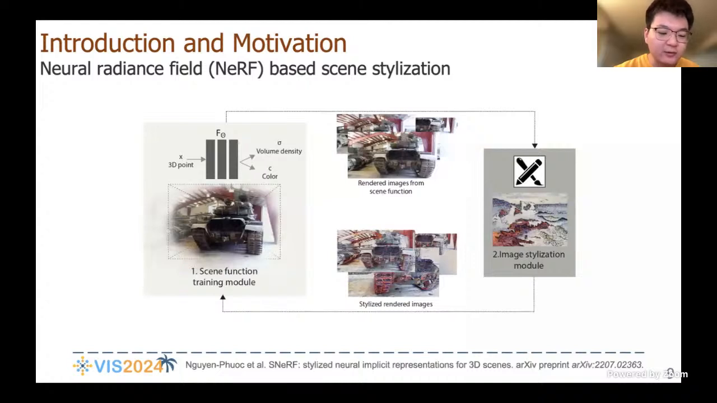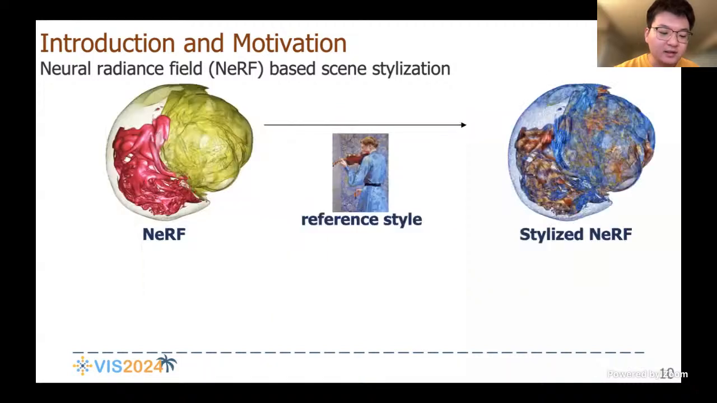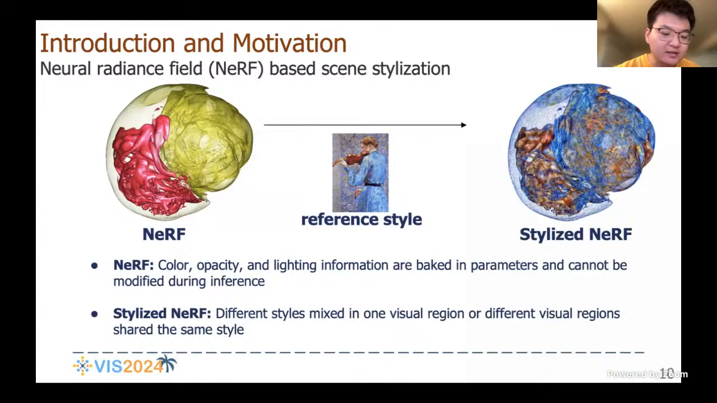Additionally, NeRF as a scene representation method can be trained with an advanced stylization module such as VGG for image stylization to stylize a scene with arbitrary style. However, when employing NeRF-based stylization for a DVR scene, we notice that there are two significant shortcomings that limit its application in VolVis scenarios. First, even though NeRF can represent the DVR scene given a set of multi-view images, the color, opacity, and lighting information will be baked in network parameters and can't be modified during inference. And this will significantly limit user exploration.